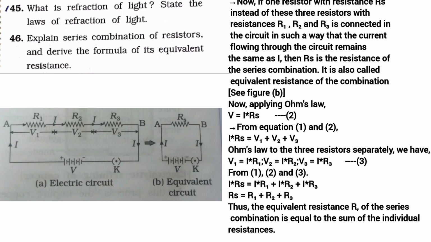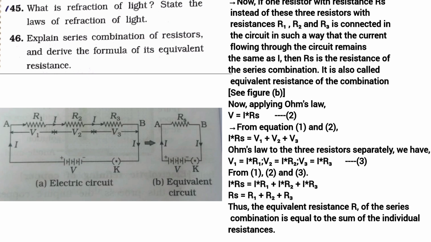Now if one resistor with resistance Rs instead of these three resistors with resistances R1, R2 and R3 is connected in the circuit in such a way that the current flowing through the circuit remains the same as I, then Rs is the resistance of the series combination. It is also called the equivalent resistance of the combination. Now applying Ohm's law, V equals I Rs, which is equation 2. From equations 1 and 2, I Rs equals V1 plus V2 plus V3.